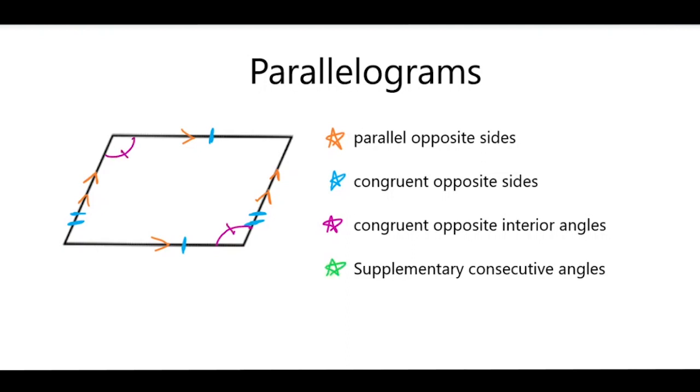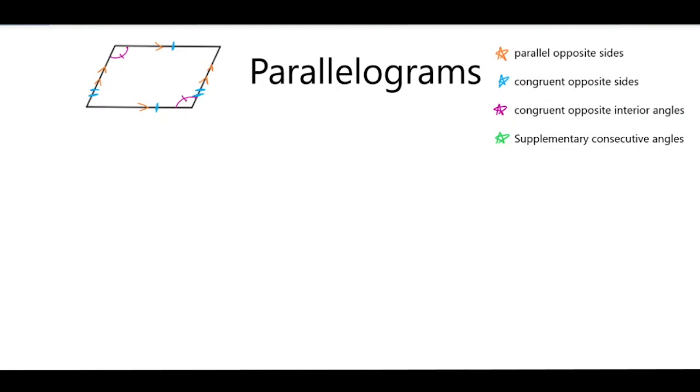They also have congruent opposite interior angles, meaning that this angle is congruent to this angle. And they also have supplementary consecutive angles, which means that if I have angle 1, angle 2, angle 3, and angle 4, that angle 1 and angle 2 are supplementary angles. Angle 2 and angle 3 are supplementary angles. Angle 3 and angle 4 are supplementary angles. And angle 4 and angle 1 are supplementary angles. We'll slide that information up there. Keep it up there for us.